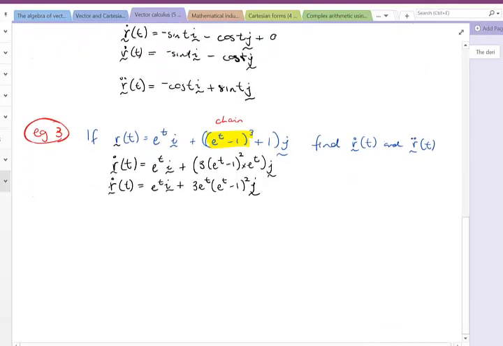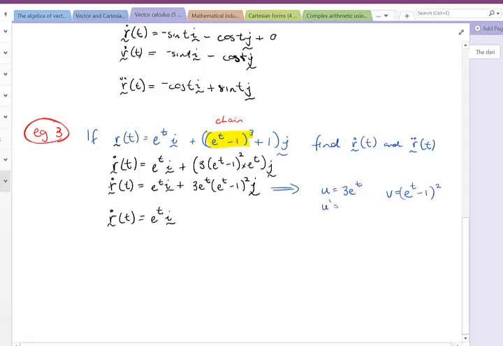Now the second derivative is going to be a little bit more complex. So in the i direction, again, it's nice and simple. The derivative of e to the power of t is e to the power of t. The problem is with the j function, we're looking at a product rule where u is equal to 3e to the power of t and v is equal to e to the power of t take 1 all squared.